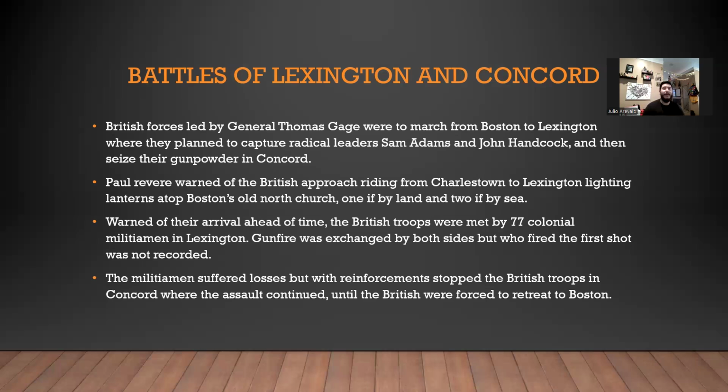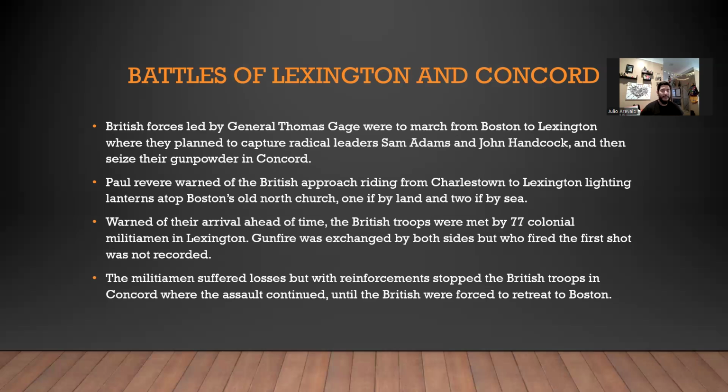So the radicals did have some intel on this, and they had Paul Revere helping the radical movement. He warned of the British approach by riding from Charleston to Lexington. He warned whether they were coming by land or by sea by lighting lanterns on top of the Old North Church in Boston. He was to light one if they were coming by land and two lanterns if they were coming by sea.